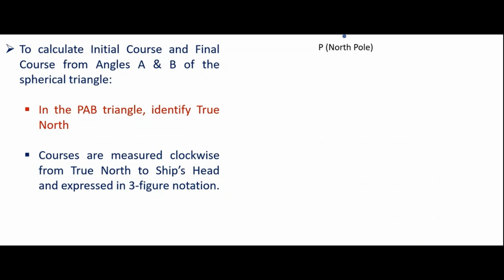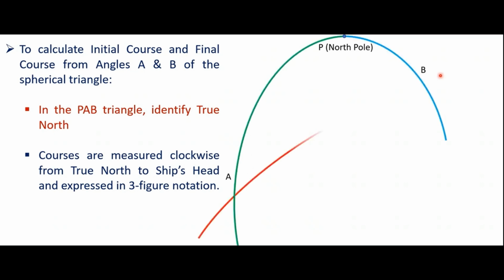We have the North Pole out there on the screen. We have position A out here. We have position B coming in here. These are the meridians of A and B. And then we have the GC track between A and B. Now, in this, A is the departure position, B is the destination position. When you solve the PAB triangle, you shall be getting this as angle A, and this shall be angle B.